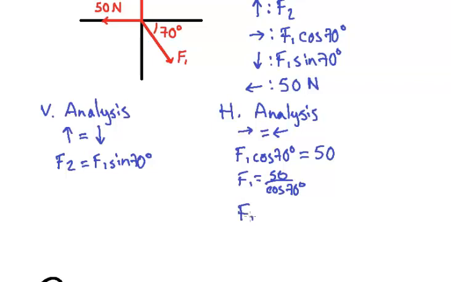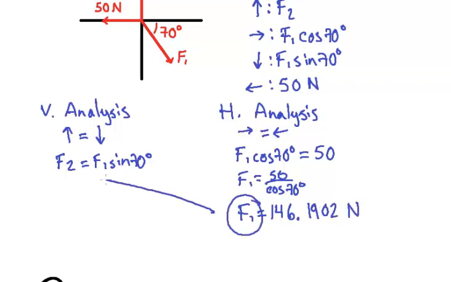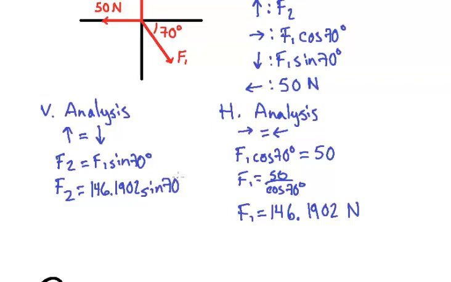And if we put that in the calculator, we're going to get that the answer is 146.1902 newtons for F1. Now that I know F1, I can substitute it in the vertical analysis, and that's going to make things easier to solve. So all I need to do is copy F2, and I substitute. Instead of F1, I'm going to put the data that I already found for F1. I still copy the sine of 70, and then I put that in the calculator.